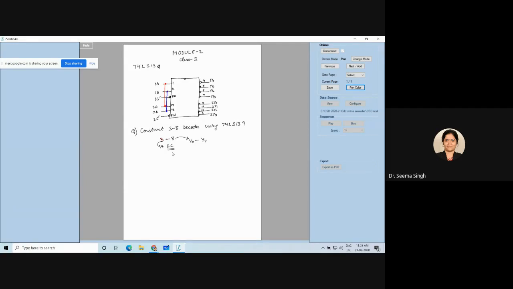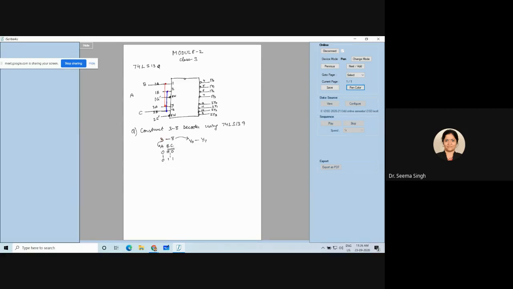This one will be your B and this one will be your C. Now what about A? Where will A come from? A is your MSB. So what you want is, when A is 0 and BC is ranging from 00 to 11, you want Y0 to Y3 to be activated. So when A is 0, one of the 2:4 decoders will be activated.